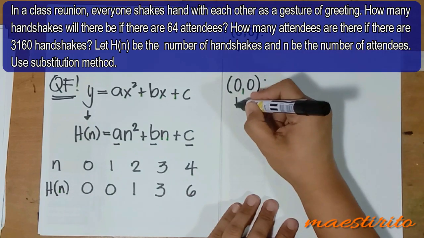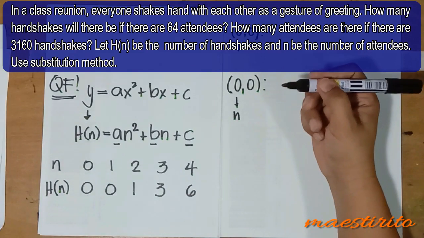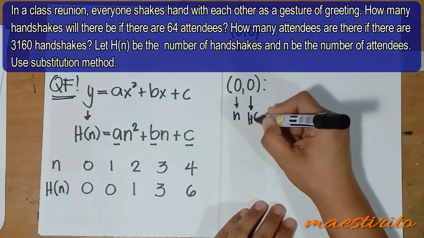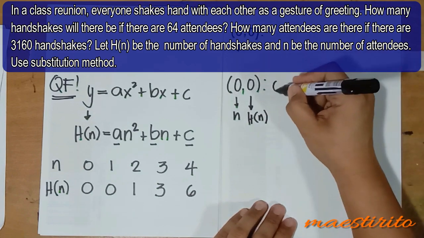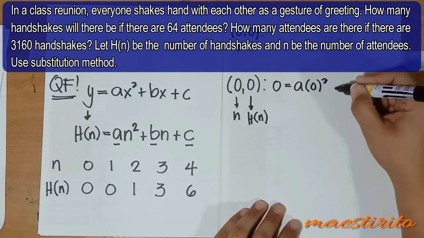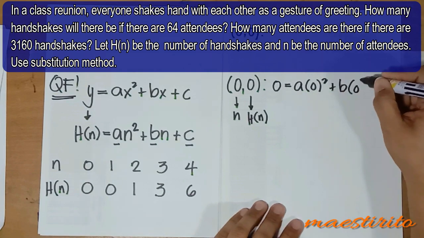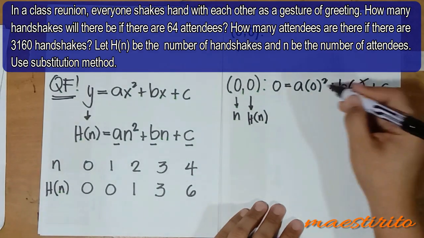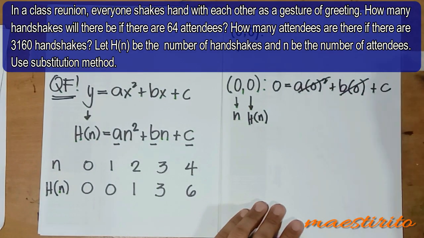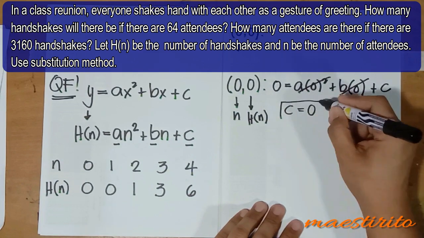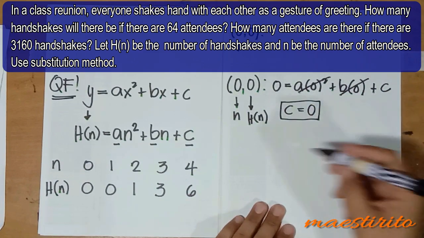So this 0 here is the n. The 0 here is the h of n. So therefore, this will be 0 equals a times x, which is 0, squared, plus b times x, which is 0, or the n, plus c. So of course, that will give us 0. So c is equal to 0. So we now have the c.